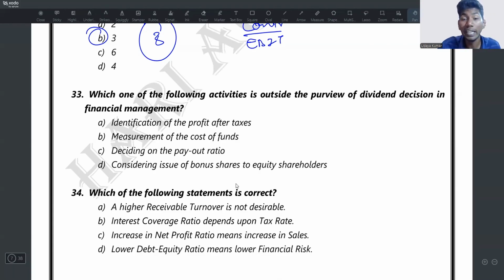Whereas measurement of the cost of funds is more related to financing decisions and does not fall under dividend decision activity. So it focuses on the costs associated with raising capital, which is separate from how profits are distributed. So option B is the right answer here. Clear? So moving to question number 34.